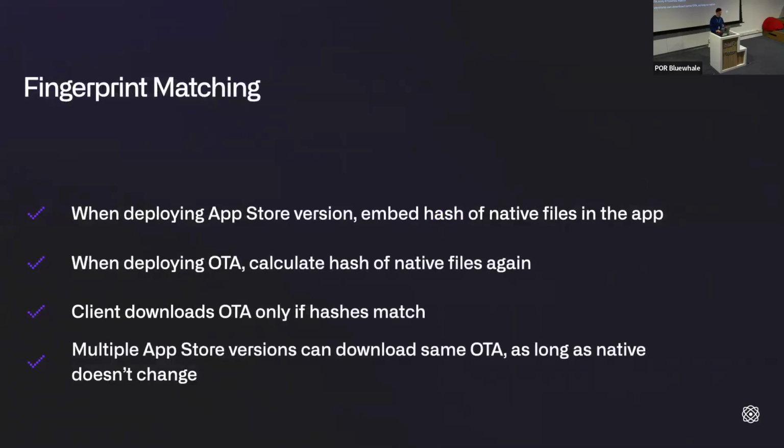For fingerprint matching, if you need to know, when deploying the App Store version, you embed the hash of the native files, so the fingerprint. When deploying the OTA, you calculate this hash again. And when the client downloads, you check if the hashes match. And as I said before, multiple App Store versions can download the same OTA as long as the native files don't change.